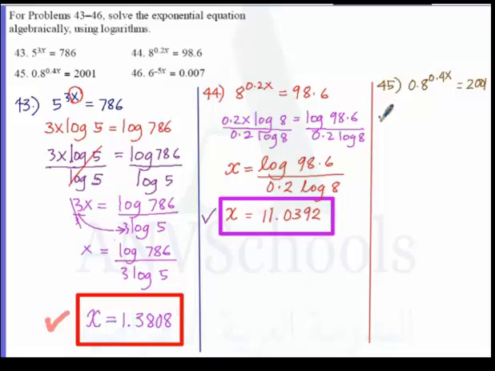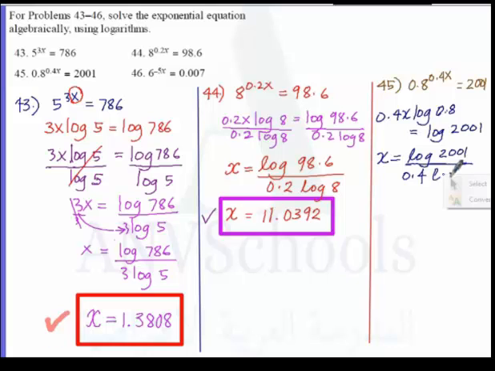Now using the logarithm again, this is similar to number 43 and 44. That would give me 0.4x log 0.8 is equal to log of 2001. And that will give me my x is equal to, I'm getting the shortcut way now, so log of 2001 all over 0.4 log of 0.8.